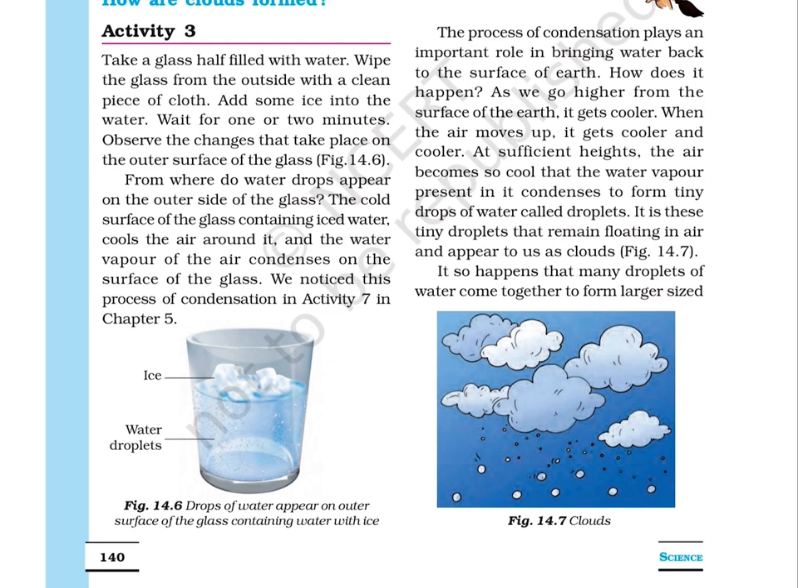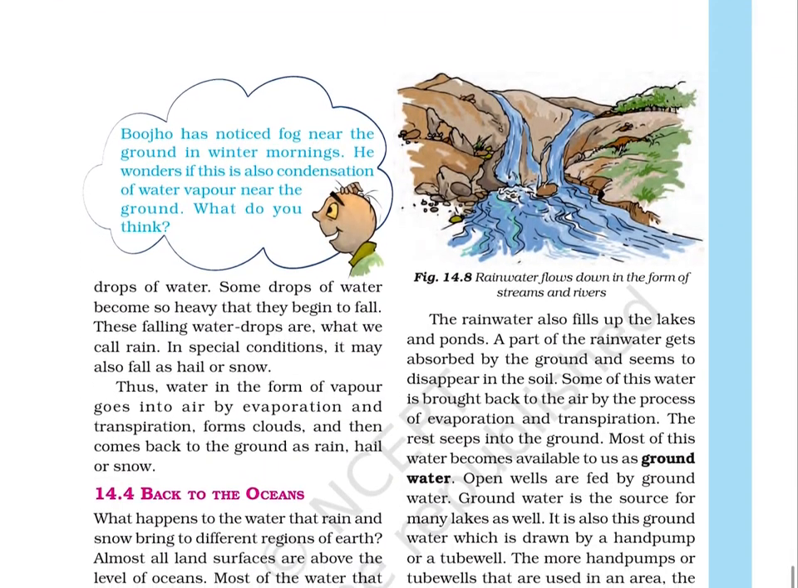Some drops of water become so heavy that they begin to fall. These falling water drops are what we call rain. In special conditions, it may also fall as hail or snow. Thus, water in the form of vapor goes into air by evaporation and transpiration, forms clouds, and then comes back to the ground as rain, hail, or snow. Bujo has noticed fog near the ground in winter mornings. He wonders if this is also condensation of water vapor near the ground. What do you think? 14.4.